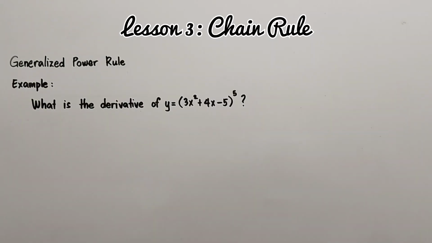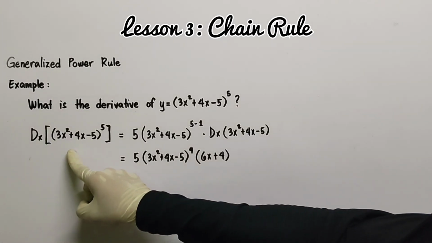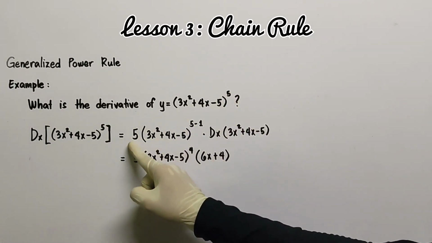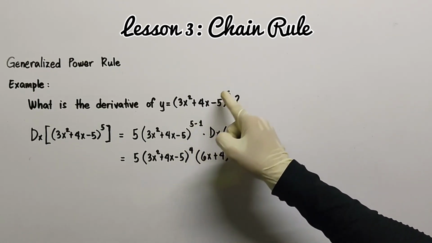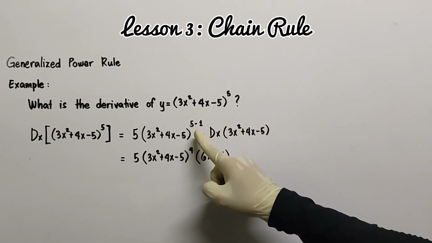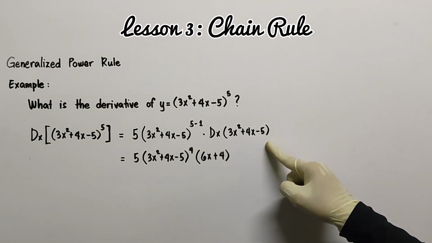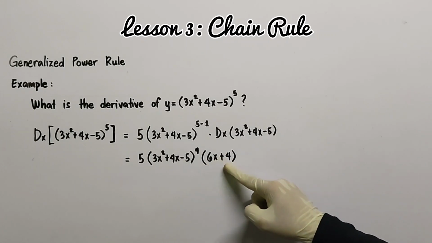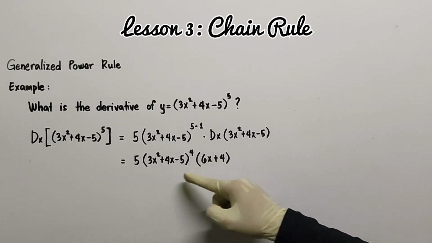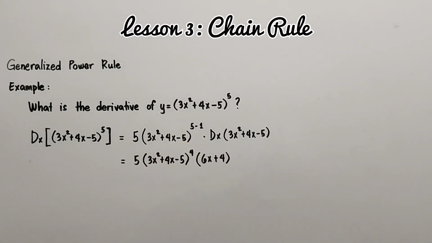What is the derivative of y equals the fifth power of 3x squared plus 4x minus 5? The derivative of this function is equal to, copy the exponent 5, copy the function, raise it to the original exponent minus 1, times the derivative of that function. And the derivative of this function is 6x plus 4. So this is now the derivative of the function y.